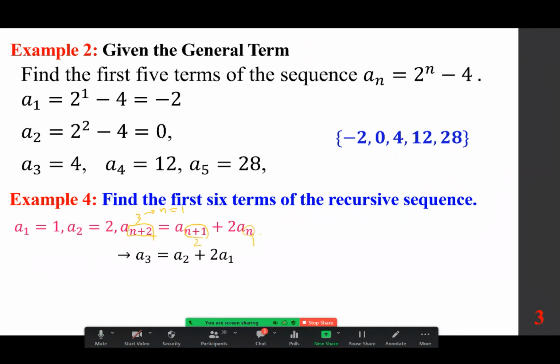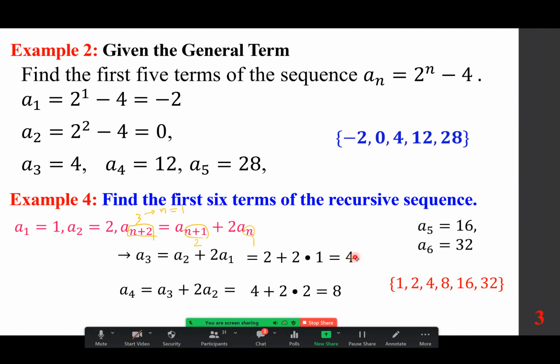And so a sub 3 is a sub 2, which is 2, plus 2 times a sub 1, which is 2 times 1 equals 4. A sub 4, according to this, would be a sub 3 plus 2a sub 2. So we're going to add this plus 2 times a sub 2, 2 times 2, 4, and 4 is 8. And we can continue with the rest of them, come up with every answer.